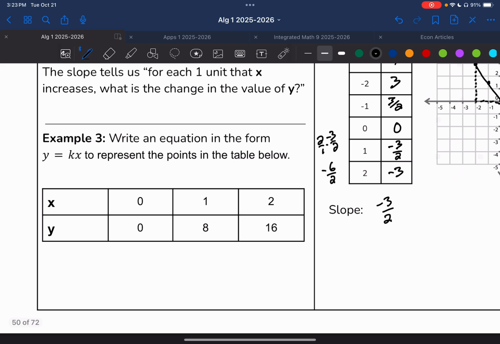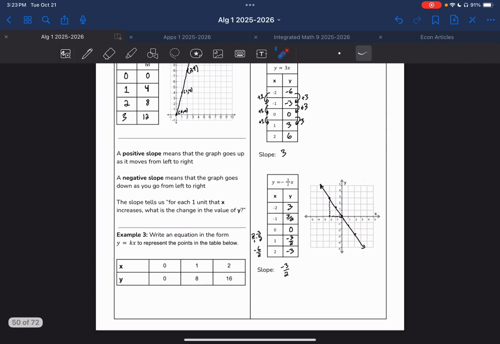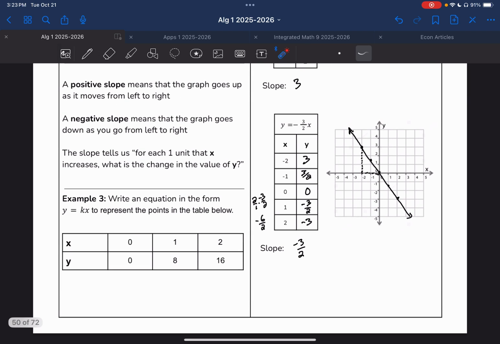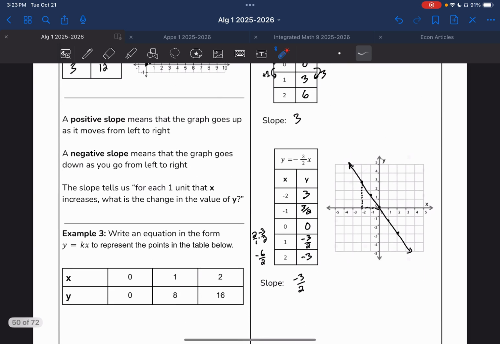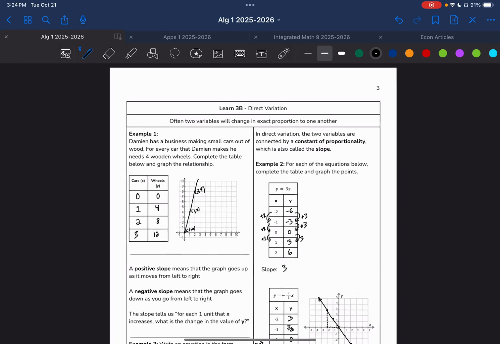And example 3, now we just have some points. We're trying to go the other way. What is the constant of proportionality here? Well, we see that when we go from 0 to 1, y goes from 0 to 8. When we go from 1 to 2, y goes from 8 to 16. So each time we're increasing by 8, so our slope is 8, meaning that the equation has to be y equals 8x.